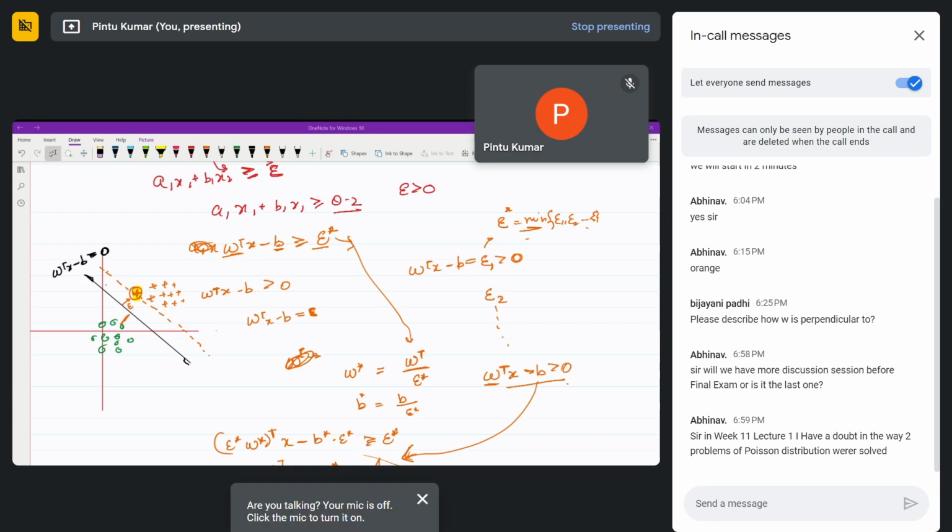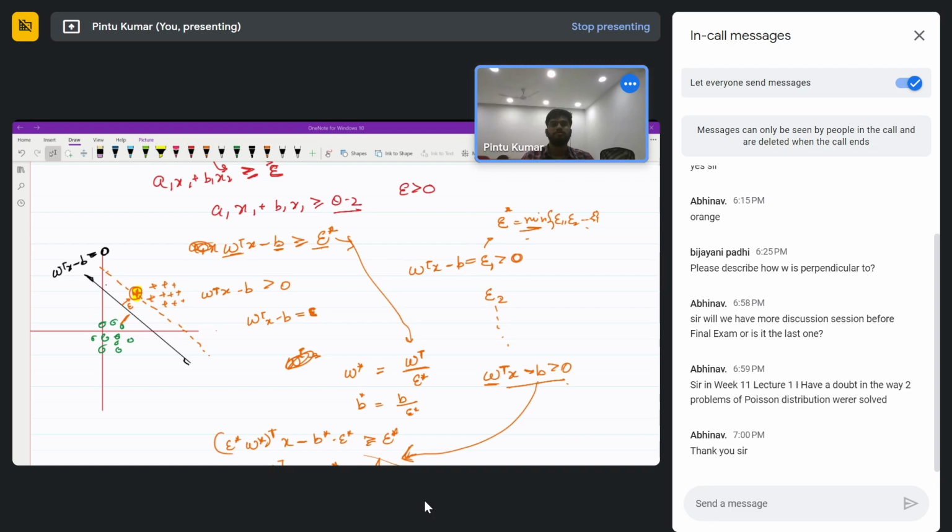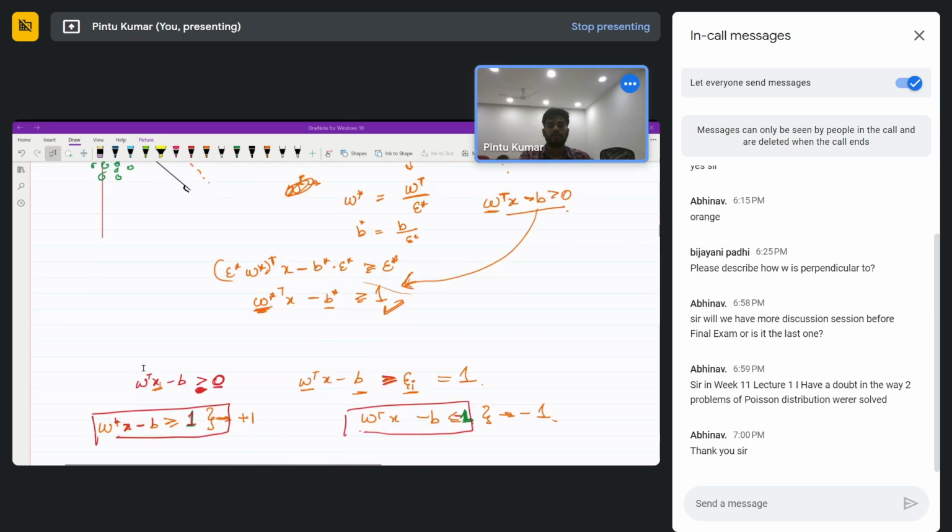Okay, Abhinav, we'll try to look at the question. If you have a doubt in it, we'll look at it towards the end of this session only. Okay, so yeah.